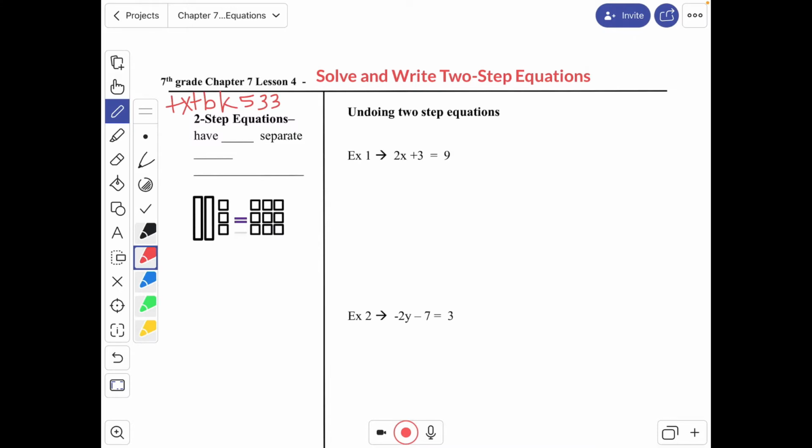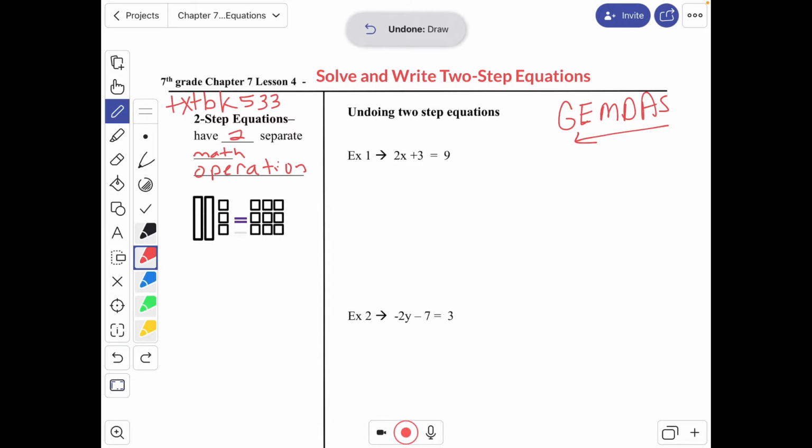Just like the one-step equations, we're going to be working backwards, or doing the inverse, the opposite. That includes the order of operations. GEMDAS or PEMDAS is going to be backwards. We're going to do the subtraction and addition first, and then undo the dividing and multiplying. So, two-step equations have two separate math operations. For example, this problem right here to the right has multiplication and addition. So there's two steps in it.